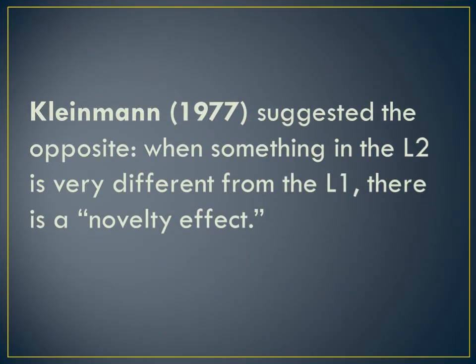Kleinman, 1977, suggested the opposite. When something in the second language is very different from the first language, there is a novelty effect. In his study, this was the case with the progressive, which is absent in Arabic, yet Arabic speakers learn this early and well. It may be that frequency of the progressive in English, along with its perceptual saliency, leads learners to notice that structure more easily than other structures.